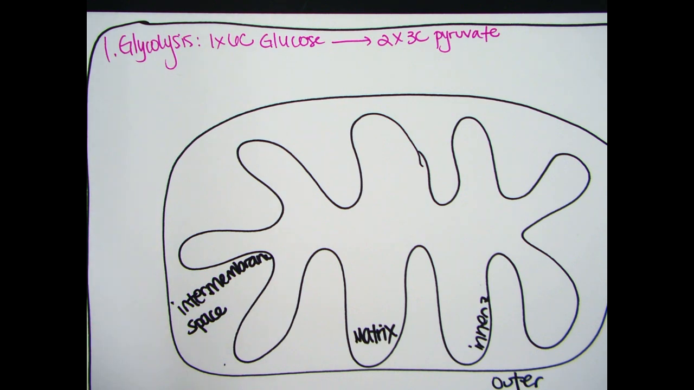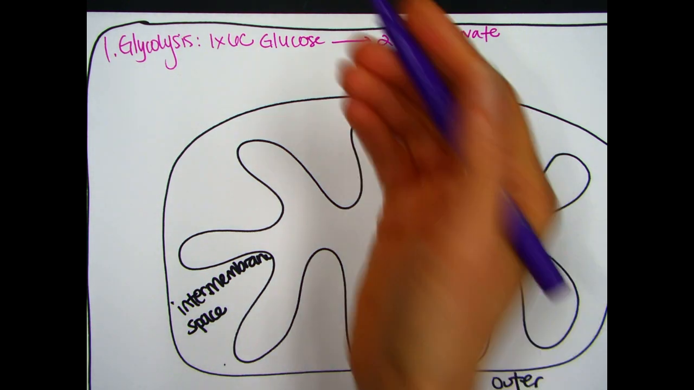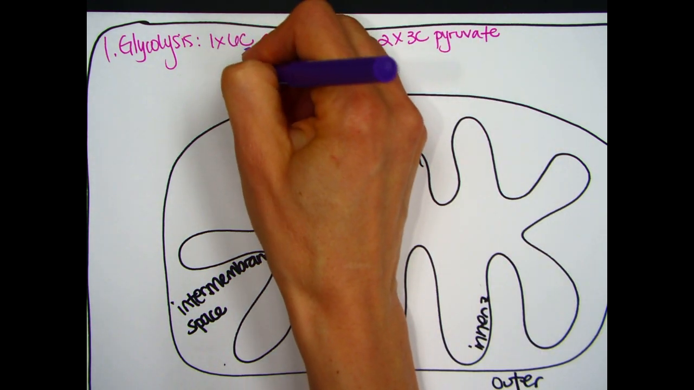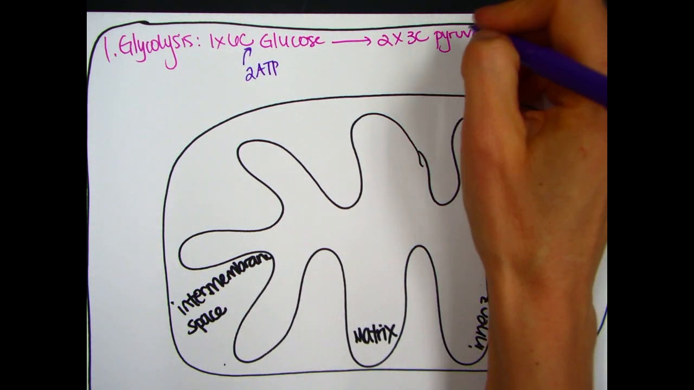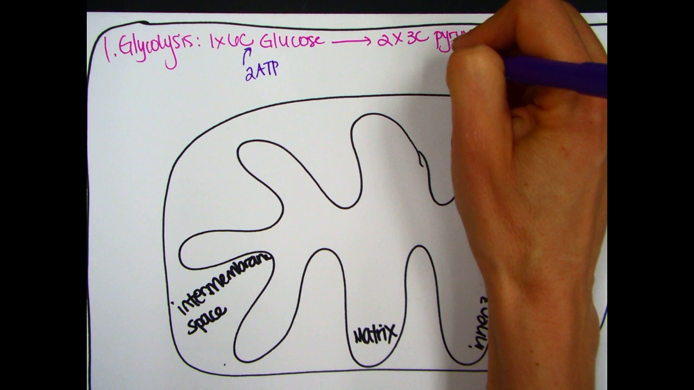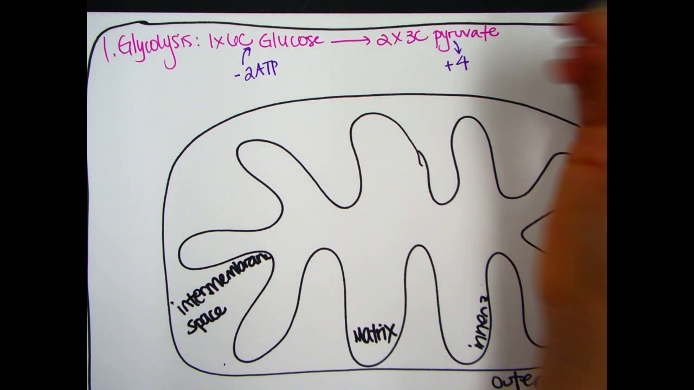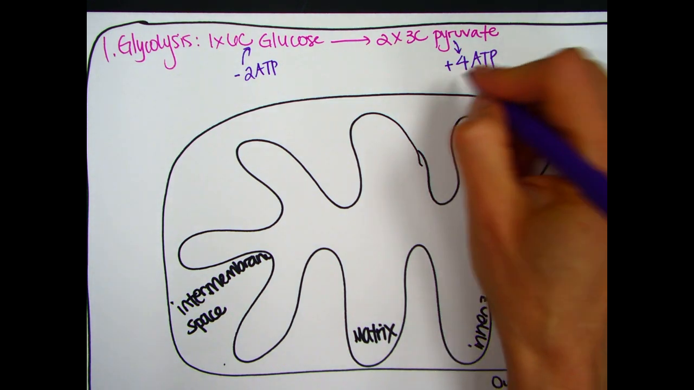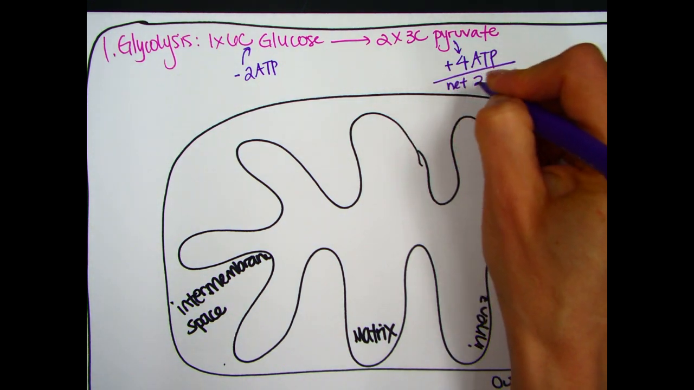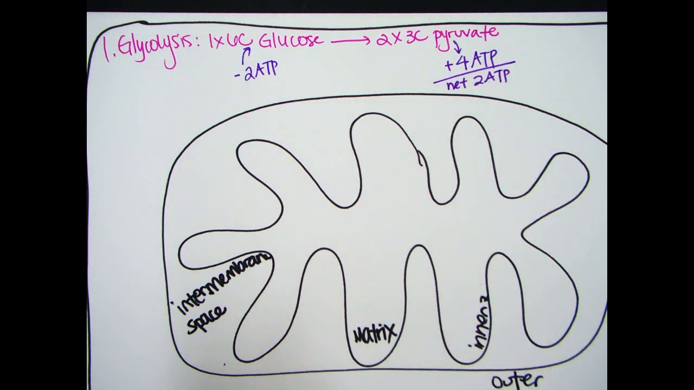So we need to add 2 ATPs to get glycolysis started, and at the end, I'm going to write a minus because I think that'll help, we're going to make 4 ATPs, so we end up with a net production of 2 ATP in glycolysis. We're going to circle that with the yellow. Hopefully you guys can see that.